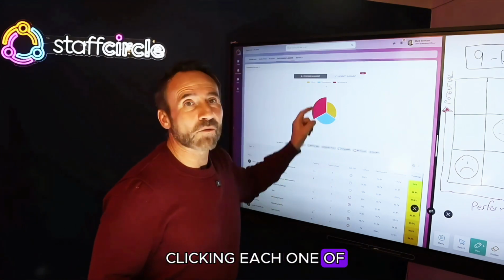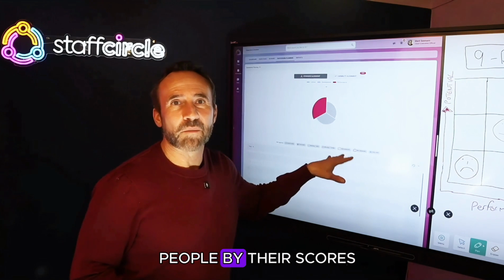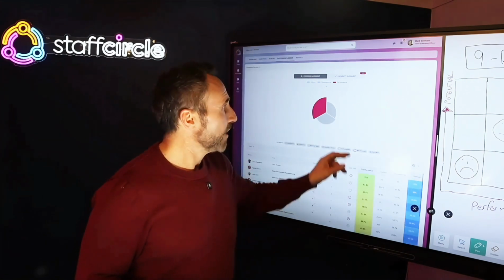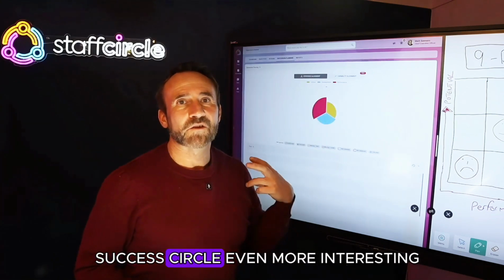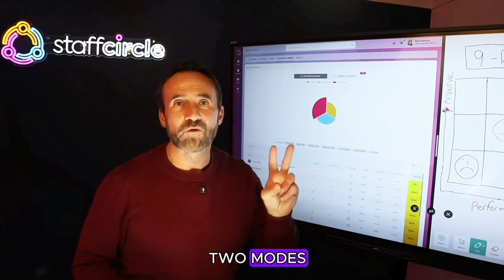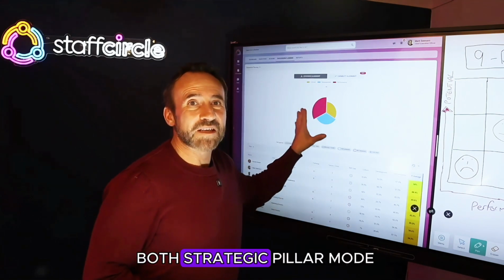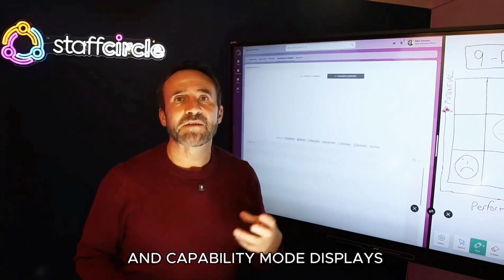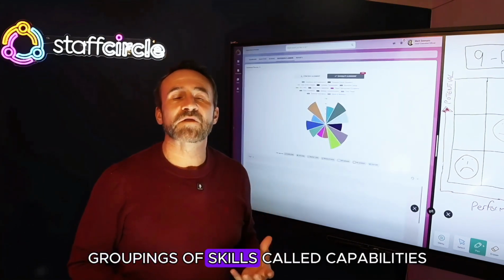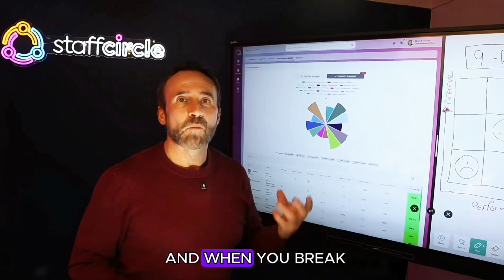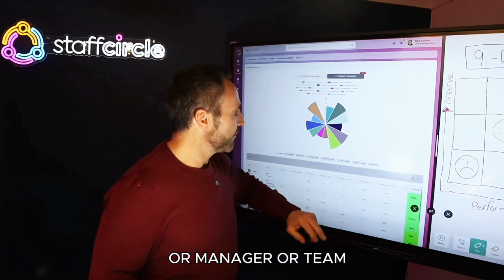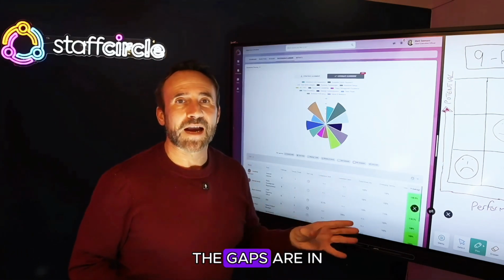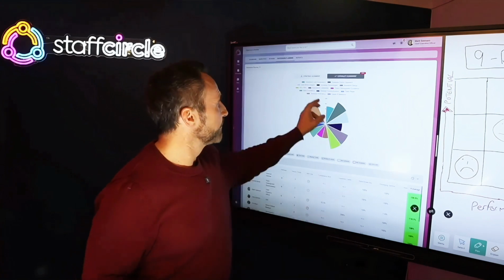Now, clicking each one of these segments can list people by their scores, which are aligned to those core strategic pillars. But what makes the success circle even more interesting is that there are 2 modes, both strategic pillar mode and also capability mode. And capability mode displays groupings of skills called capabilities. And when you break this down into department or manager or team, this gives you a real sense of where the gaps are in the organization.